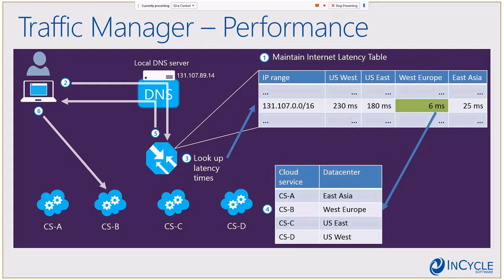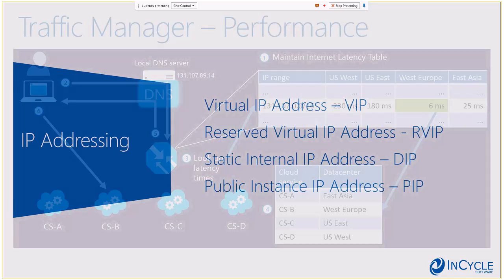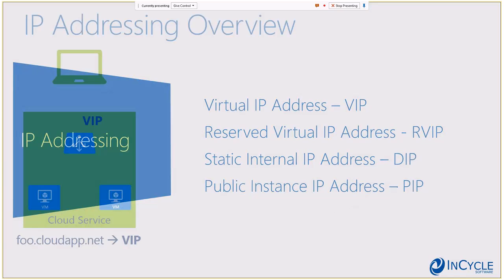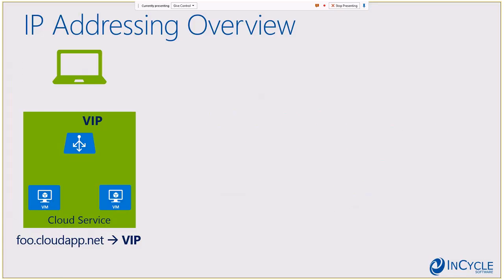So let's move into IP addressing. How does that work within Azure? The different flavors: we have virtual IP addresses, reserved virtual IPs, static internals or DIPs, and also public instance IPs or PIPs. So how does that Azure addressing work?